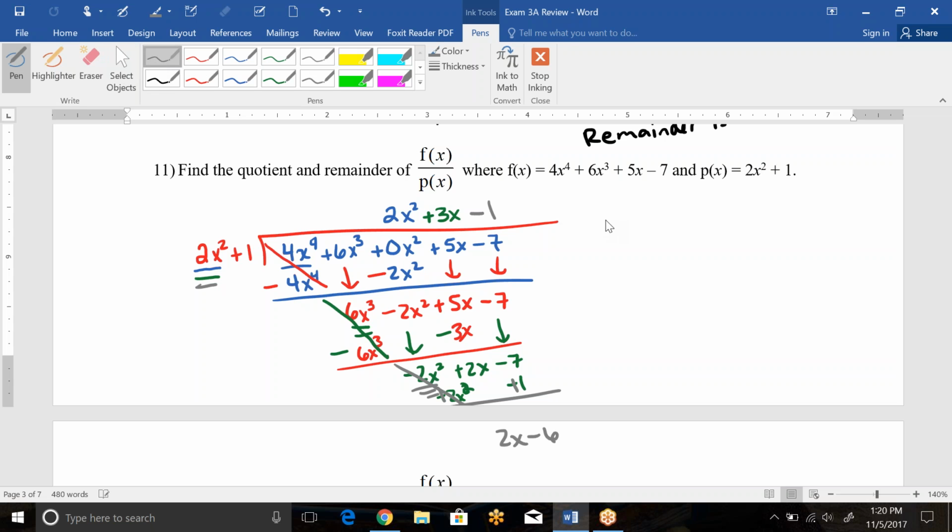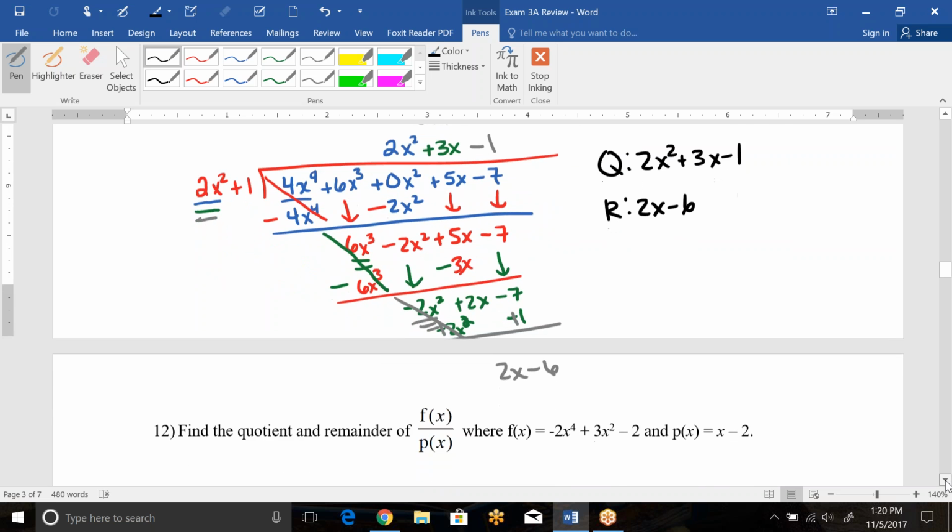So my quotient, because they're going to ask for that, is what we got on the top. So it's the 2x squared plus 3x minus 1. My remainder is the 2x minus 6. And I know it's my remainder because x squared cannot go into x to the first. We've gone as far as we can.